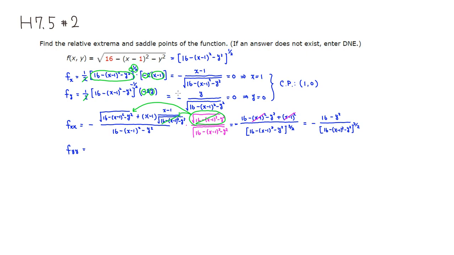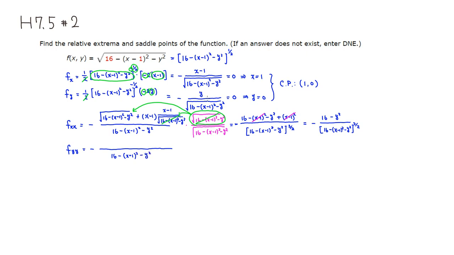All right, so let's do that. So it's a negative sign here. All right, square the denominator. So we're going to go ahead and square that. So we're going to get 16 minus quantity x minus 1 squared minus y squared.